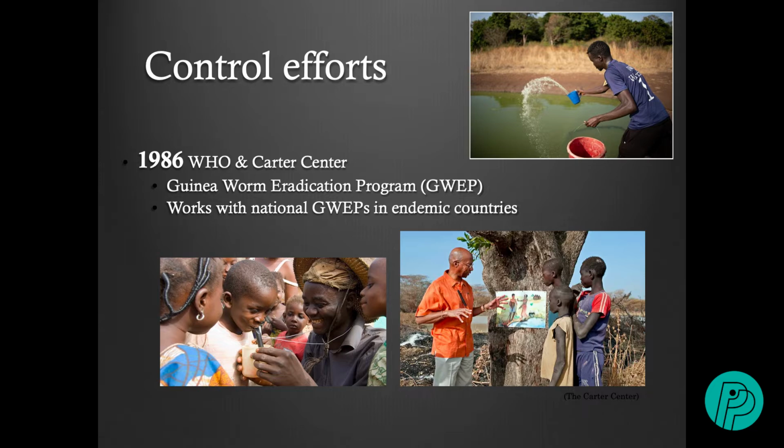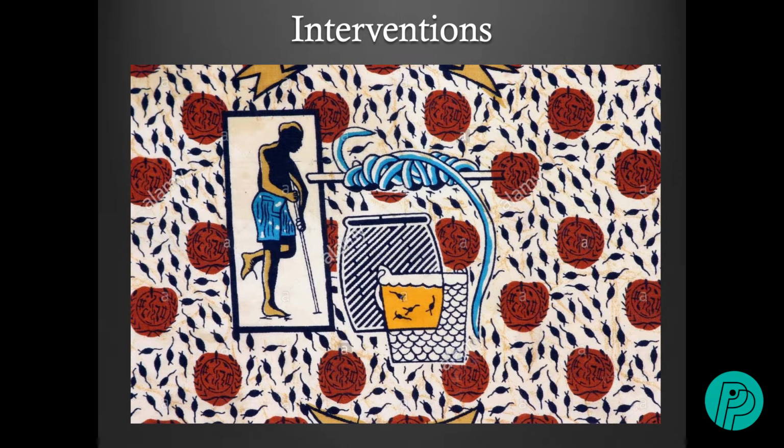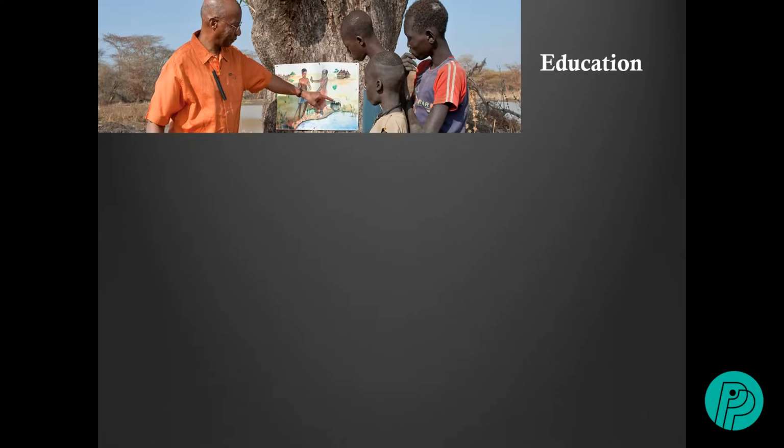So in terms of control efforts, in 1986, the World Health Organization and the Carter Center got together and formed the Guinea Worm Eradication Program, and they work with endemic countries to try and eradicate this parasite. They have developed a number of interventions that have been put into place. A big one is education, just teaching people how this parasite is transmitted so they understand better how to break the life cycle.